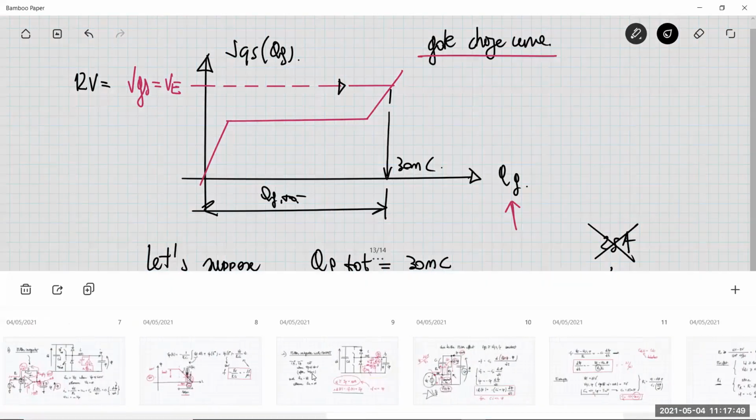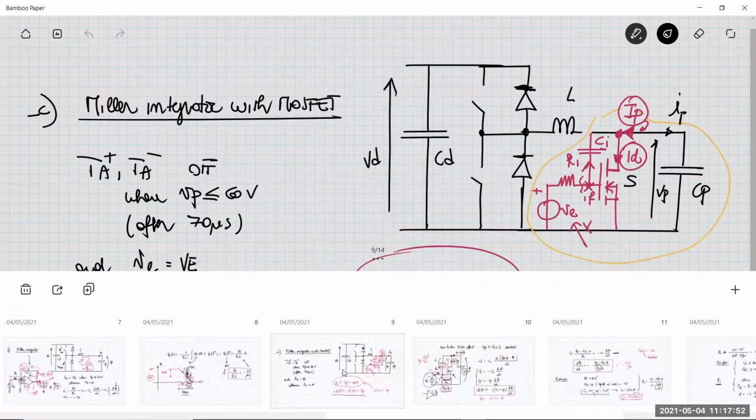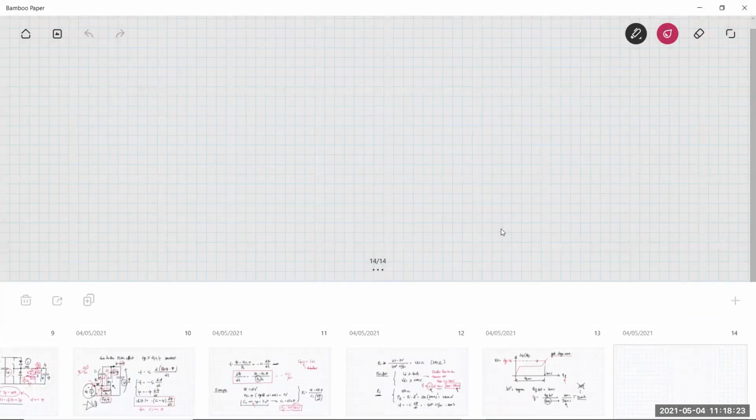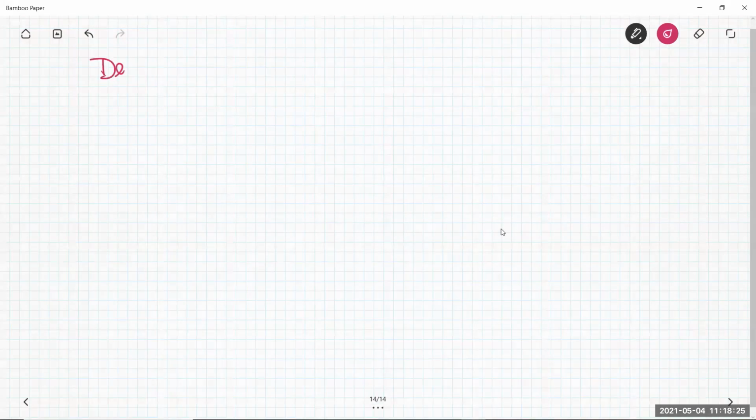What remains for us to design? We design L. We design the dissipation circuit. We design the voltage VD. We have to design the capacitor CD. So let me start the computation for designing CD. Design of CD.